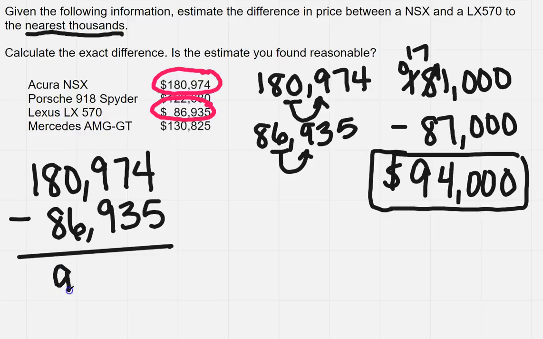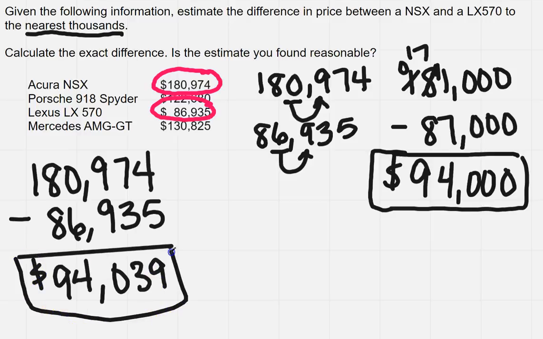Welcome back. So you should have gotten 94,039. And now what you want to do is you're going to compare these two numbers, and the only difference is $39. So in this instance, this is a very reasonable estimate to have made.